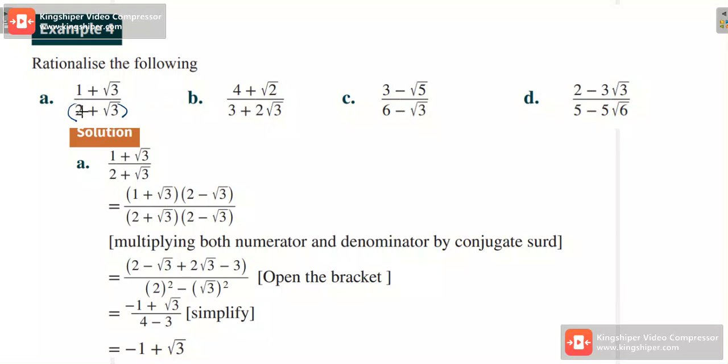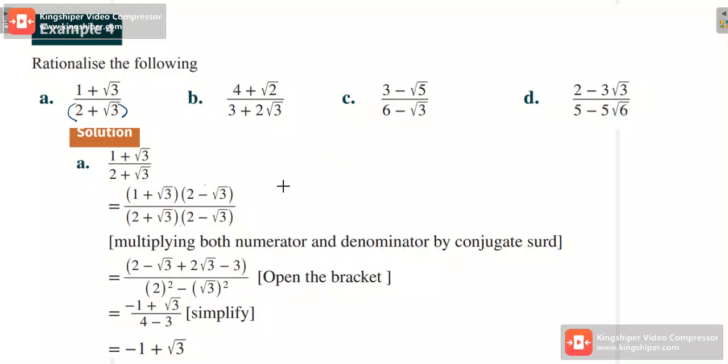What is the conjugate of this denominator? It is going to be 2 minus root of 3. So multiply the denominator by 2 minus root of 3 and do the same thing for the numerator. So you multiply both the numerator and the denominator by the conjugate of the denominator in this way. Then the next thing is to expand and simplify.